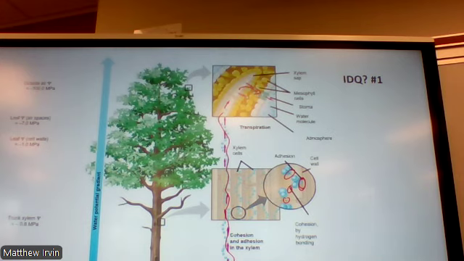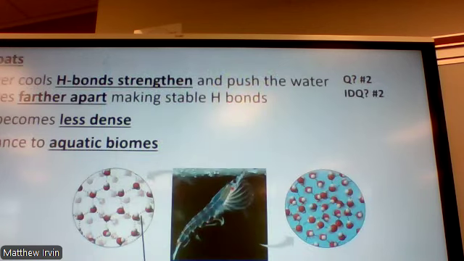How does the polarity of water factor into that? Polarity is what makes them cohesive and adhesive. So that's what allows them to pull up and then stay stuck to the side of the xylem. All right. Back to the properties of water, and also in-depth question number 2.